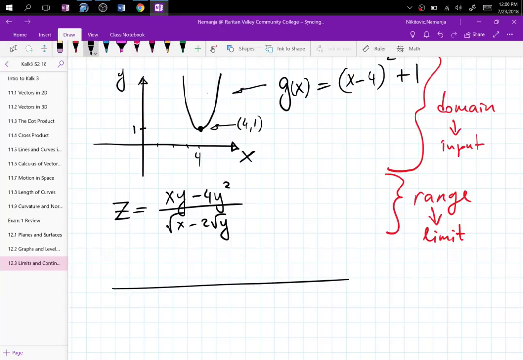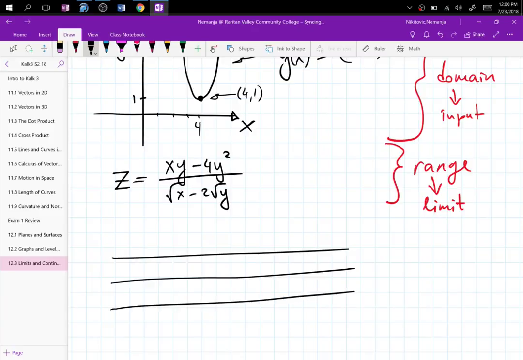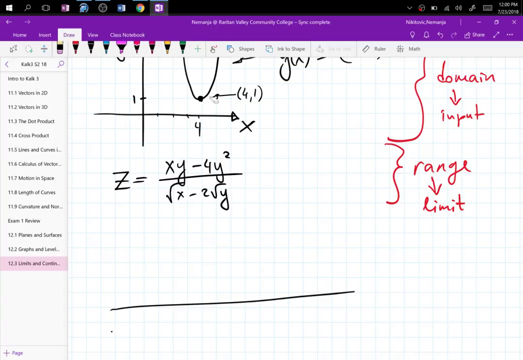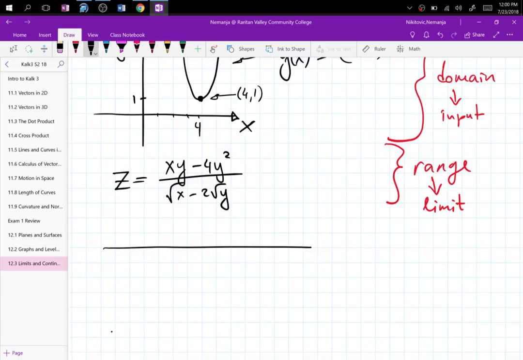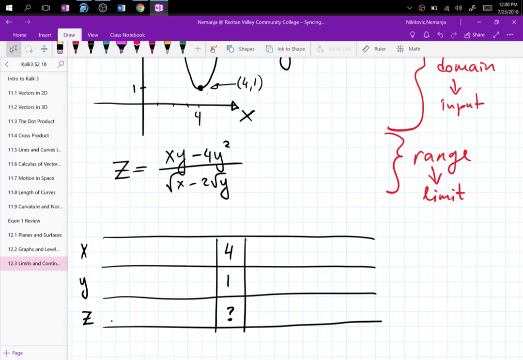I know that I will be computing the chart, which is obviously now set up differently because it's larger. So these are my x values, y values, and z values. I want to know what's happening when x is 4 and y is 1, what's happening with the z. That's where the limit is. Now I get to pick my x's and then I have to compute y's and z's. So pick my x's.